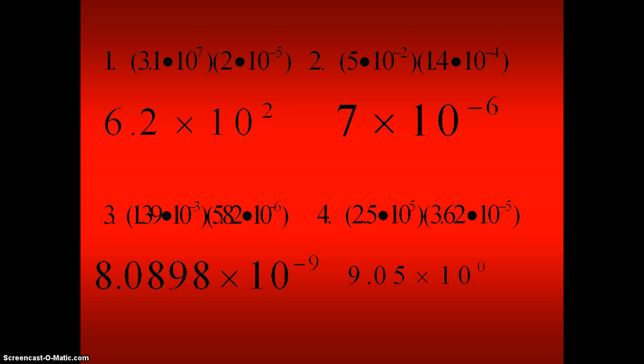Okay, for number 4, you should get 9.05 times 10 to the 0 power. If you remember from previous lessons, anything to the 0 power is equal to 1. This is written in scientific notation form. But if this turned into a 1 and you multiplied it by 9.05, the answer would be 9.05. But you want to leave it like this because this is in scientific notation form.